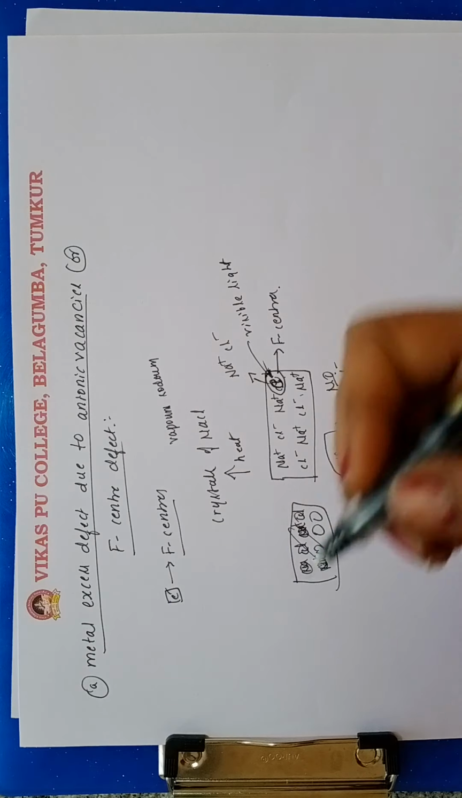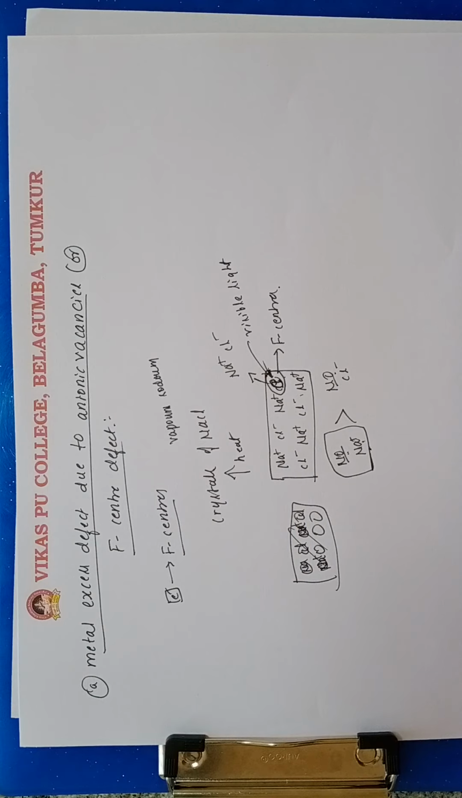Then what is meant by F center? The anionic sites occupied by the unpaired electron in the metal excess defect are called an F center.